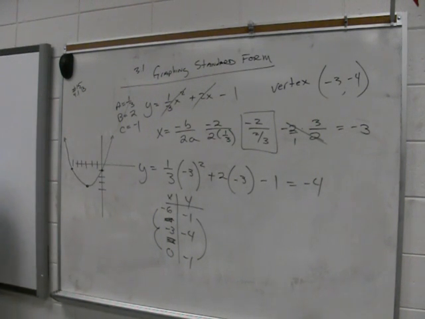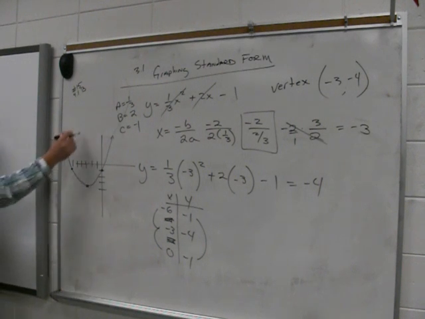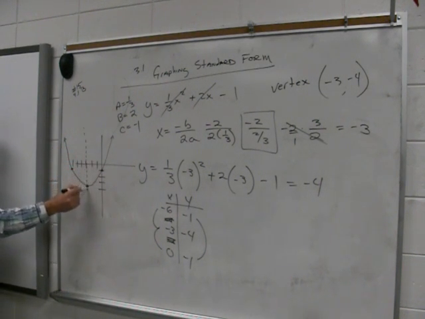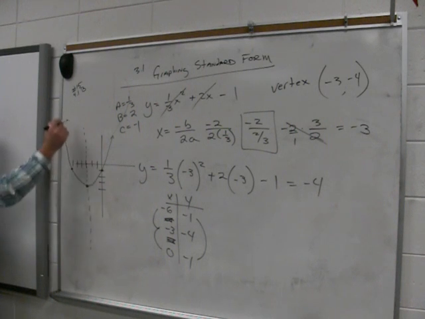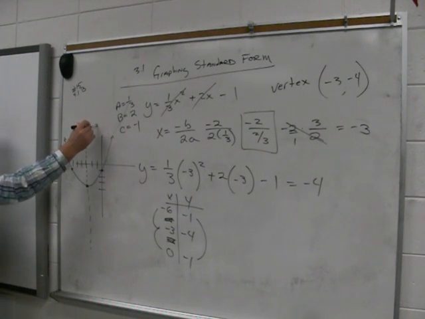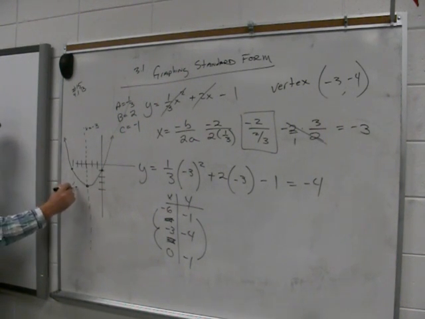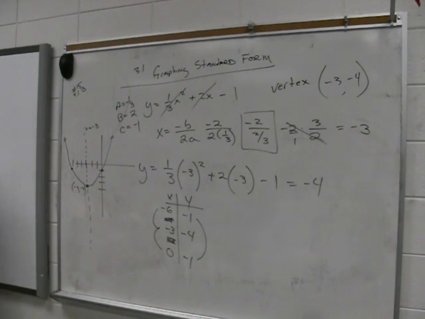If they ask you to graph the axis of symmetry, it's just an imaginary line that runs right here through the vertex. And the equation would be x equals negative 3. If they ask you to label the vertex, then you would simply put the point down there, negative 3, negative 4. That's all that they're asking. Okay? Questions?